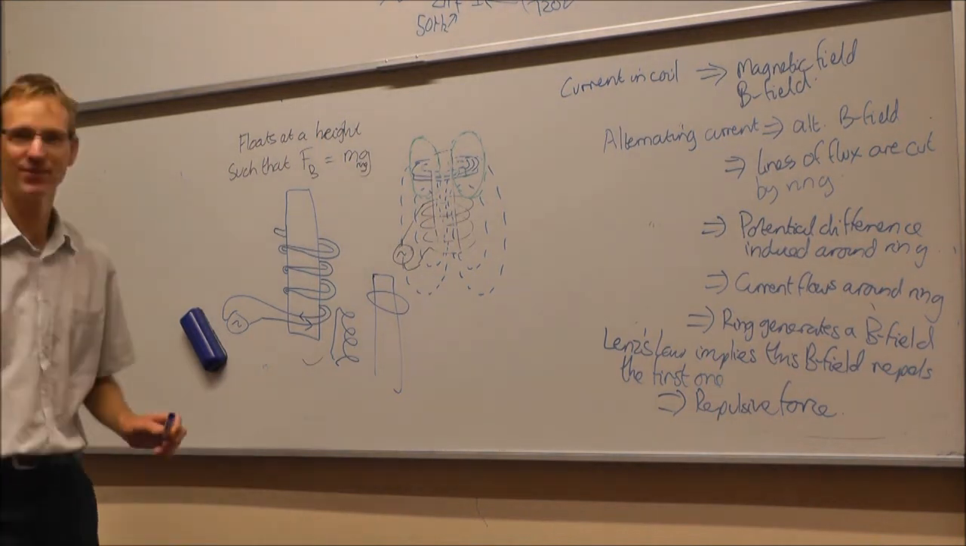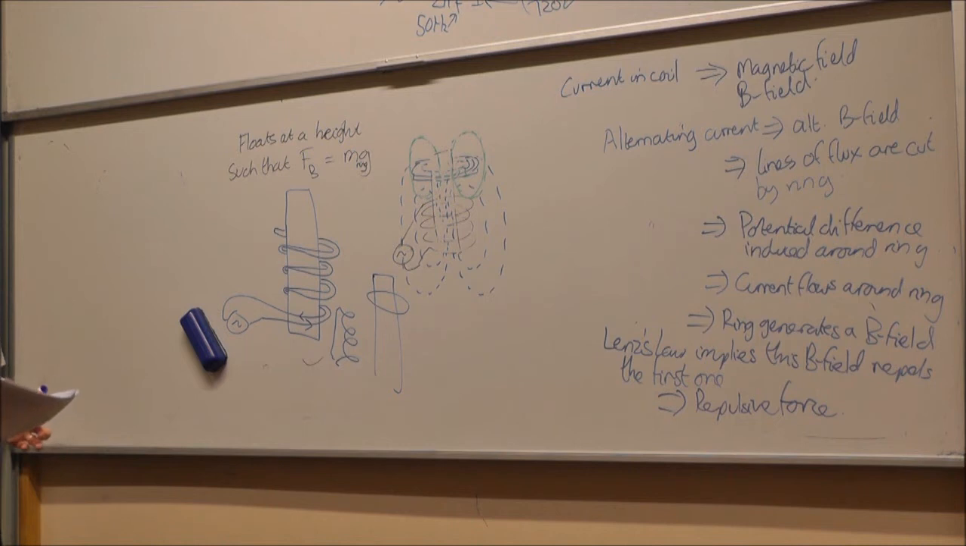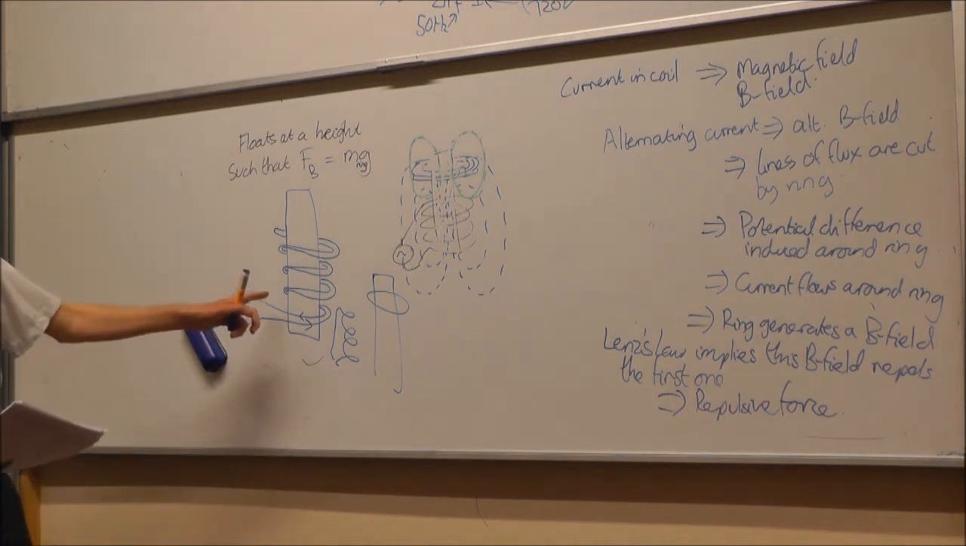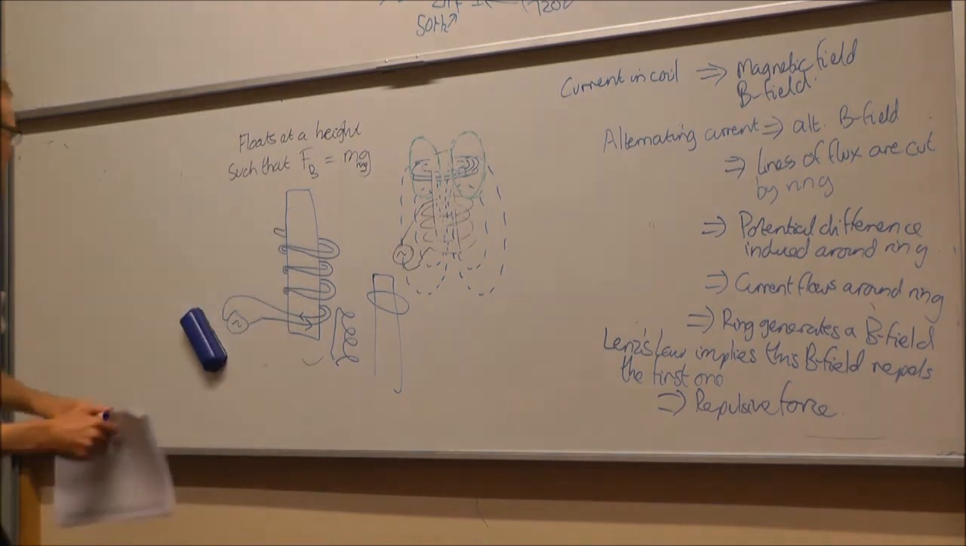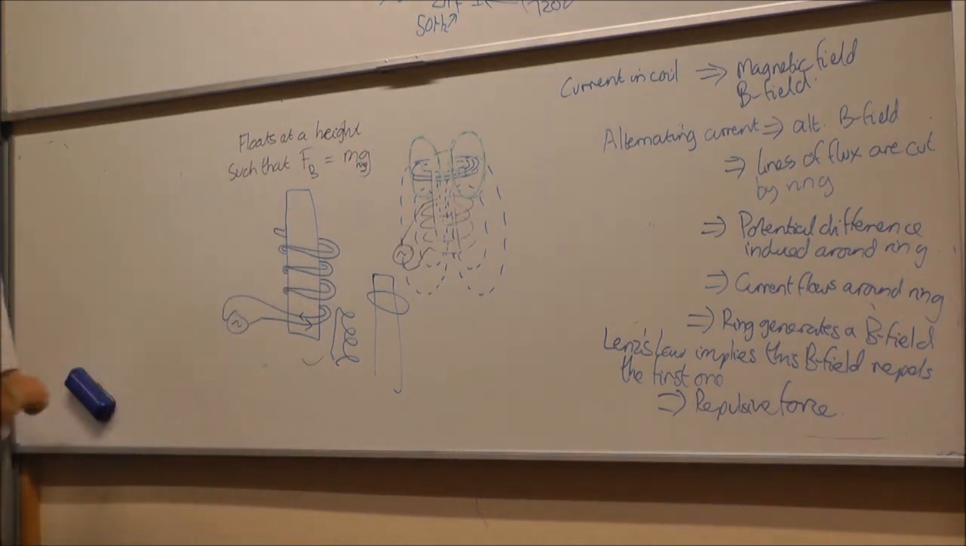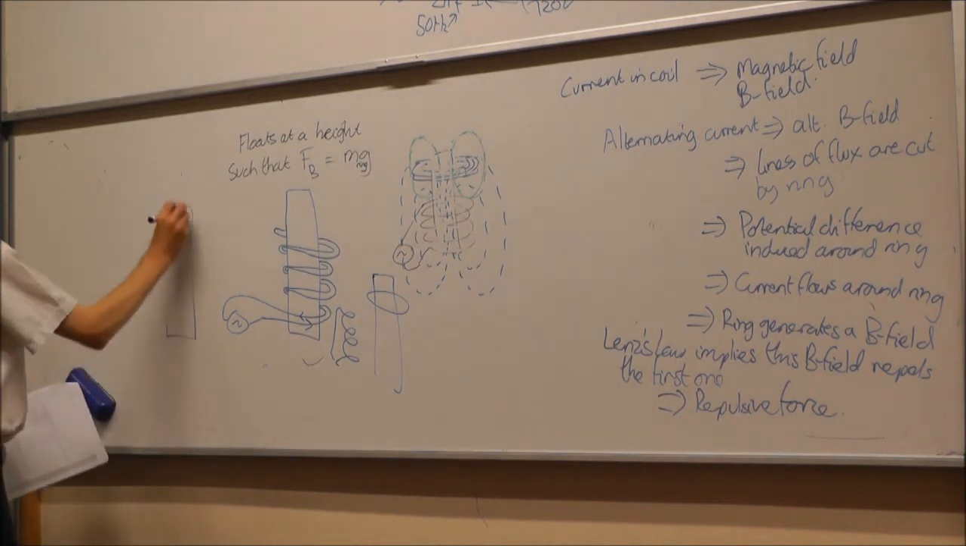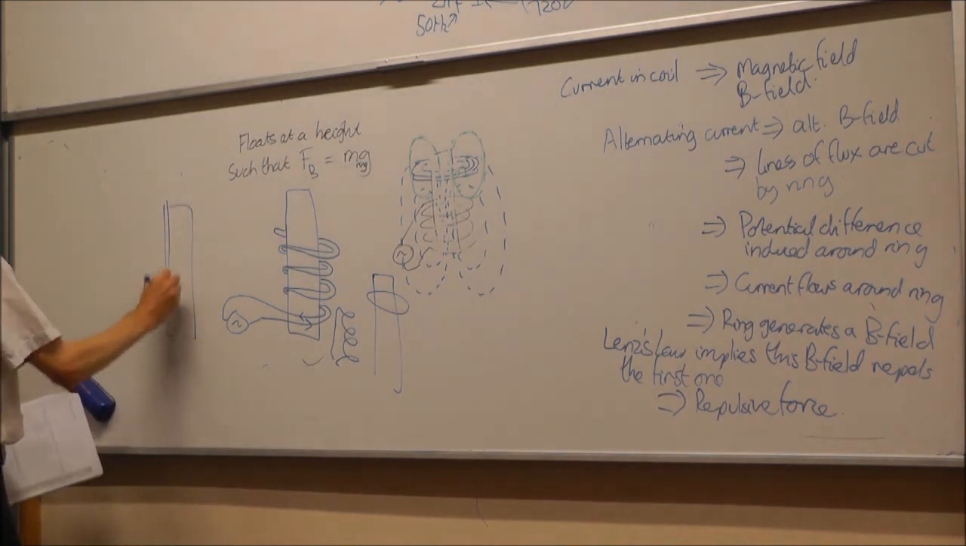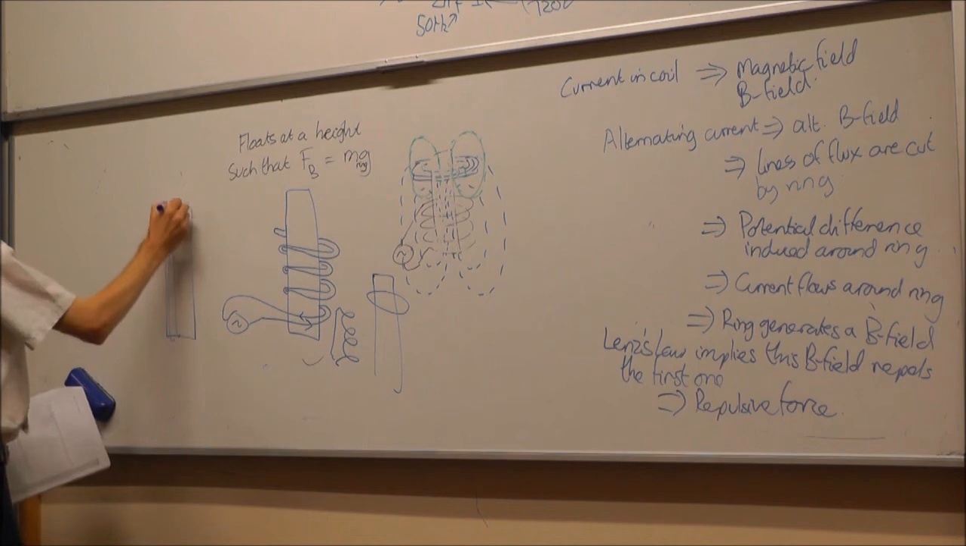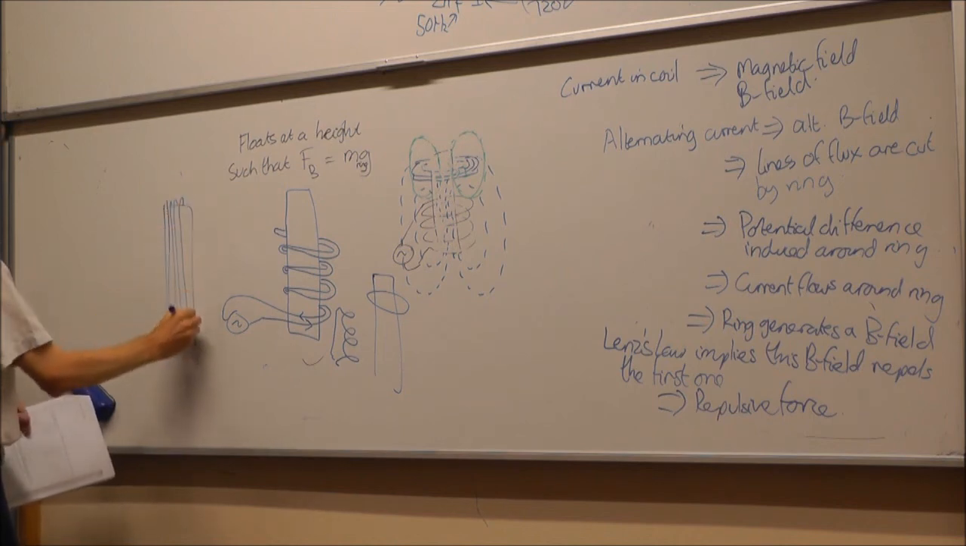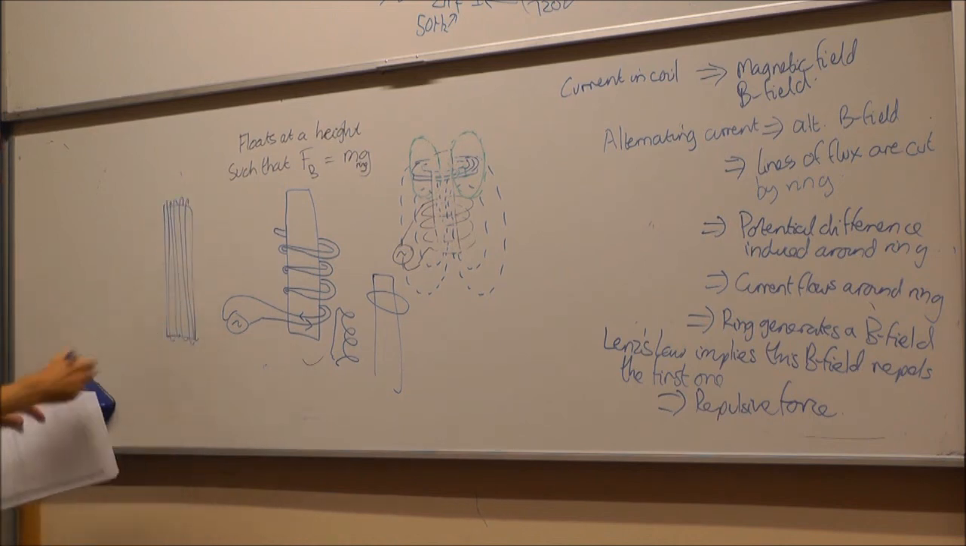Could you put the coil on its side? Would that have the same effect? It wouldn't be around the main core. I'm thinking how would you wind it? Here's our core. We could wind the coil around lengthways, like that.